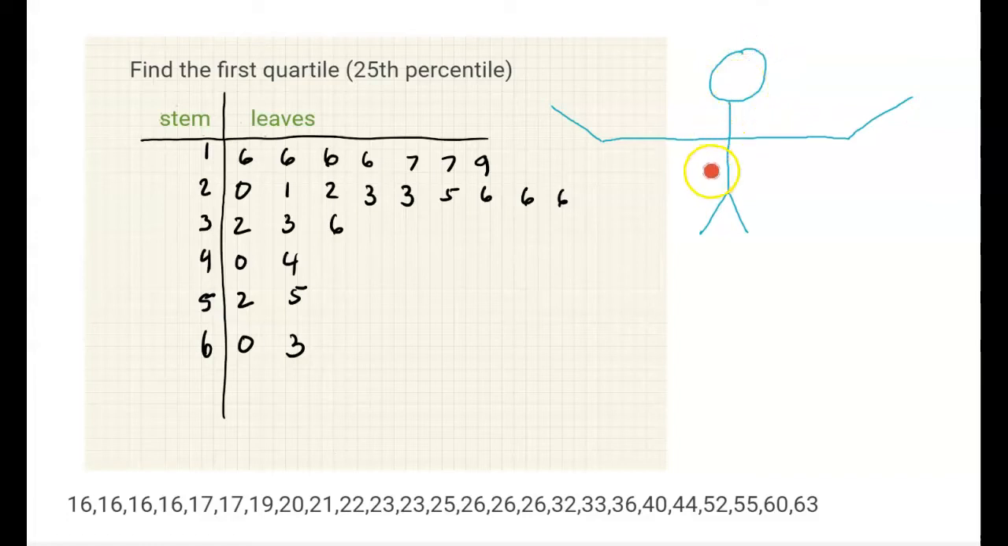So let's find the median first. There are 25 data points, which means how many are on the left side? 12. How do you get 12? 25 divided by 2. Okay, so you're saying there's going to be 12 data points over here. And how many are going to be on the right side? 12. Okay. And then is there a middle data point? Yes. Okay.